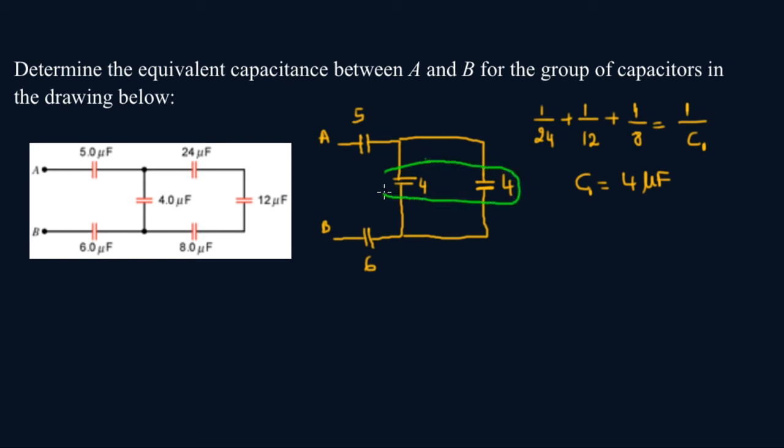So this is in parallel, so this becomes 8 microfarad. So now 5, 8, and 6 are going to be in series. So just like what we did here, the total now will be 1 over 5 plus 1 over 8 plus 1 over 6. This will be the total now equivalent capacitance.